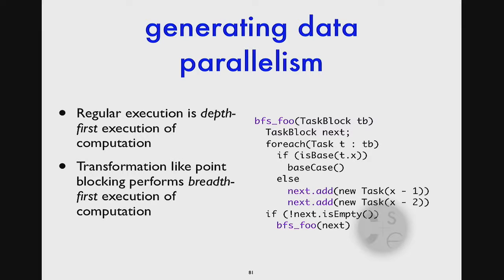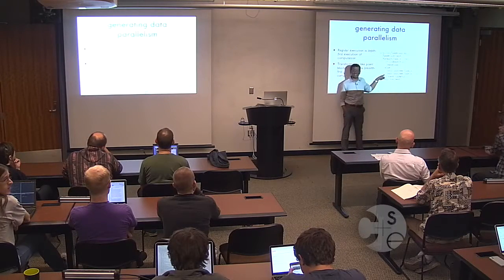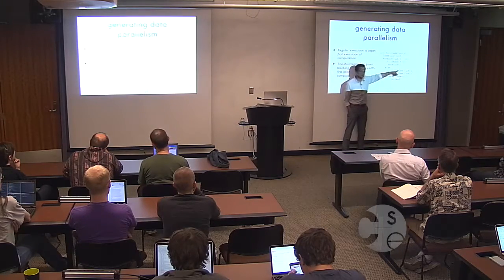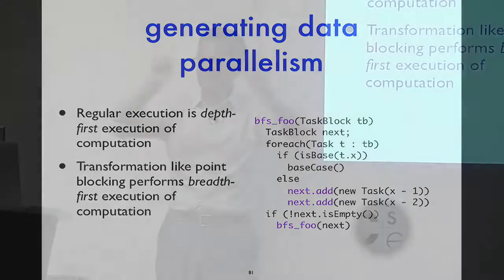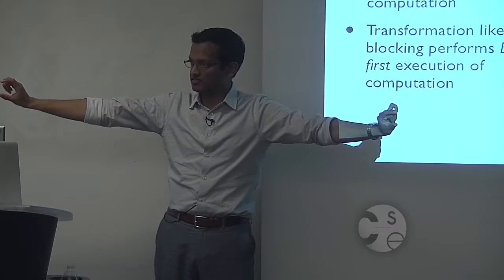It's very similar to the point blocking transformation. What I'm going to do is create a task block, a set of tasks, and for each task, I run the task code. If I want to spawn off children tasks, I just add them to the next task block, and then I call my next task block. Think about it as taking horizontal slices of the computation tree and treating each as a task block.